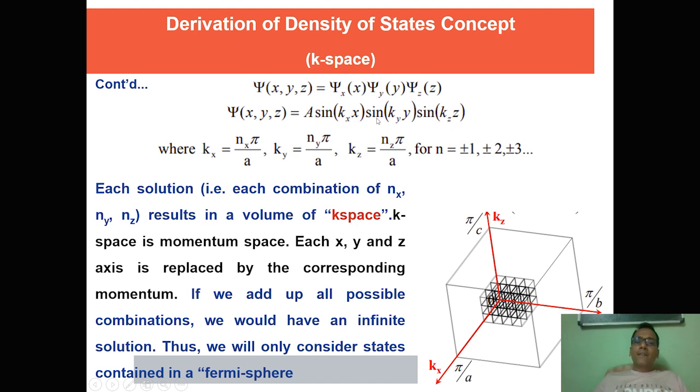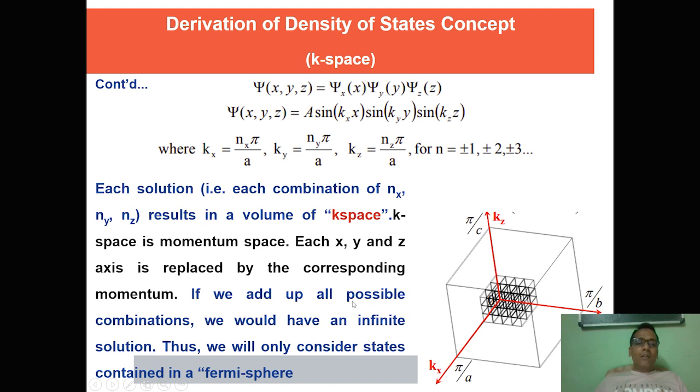So a sine kx x, sine ky y, sine kz z, where kx is equal to n pi over a, ky is equal to n pi over b, and kz is equal to n pi over c, and so on. So here in place of kx we have ky and kz in a similar manner. For each solution, each combination of nx, ny, and nz results in a volume of k space. Here k space is actually the momentum space, and each of the x, y, z axes is replaced by the corresponding momentum. So far we have used simple three-dimensional coordinates x, y, z, but here we will use k space with kx, ky, and kz in the three-dimensional case.